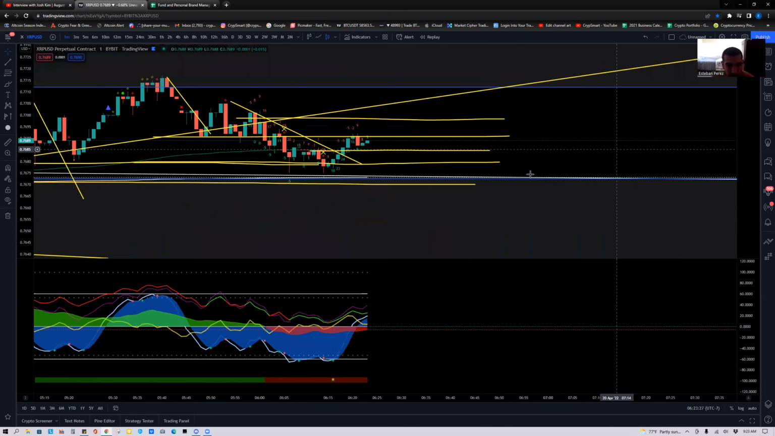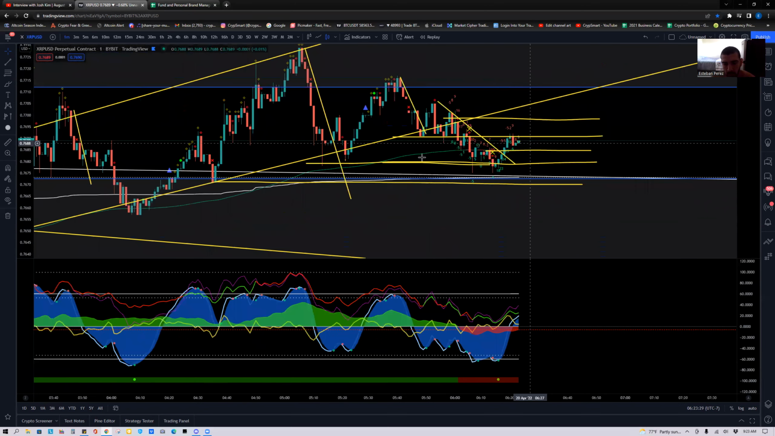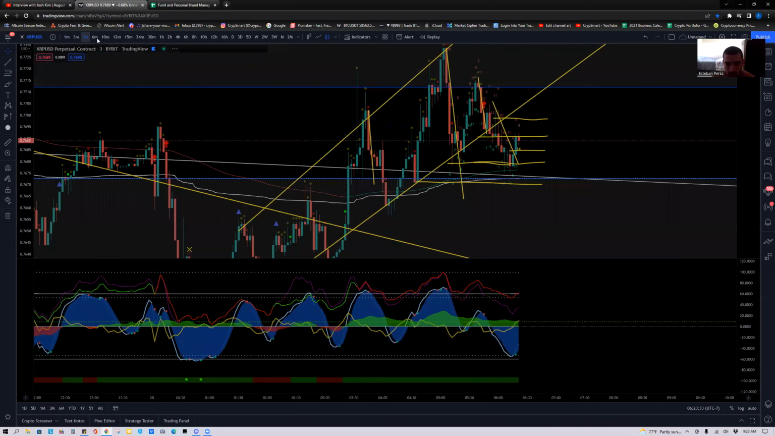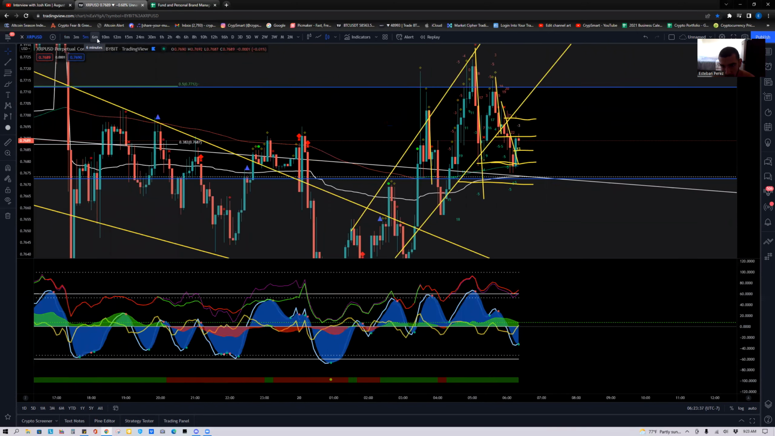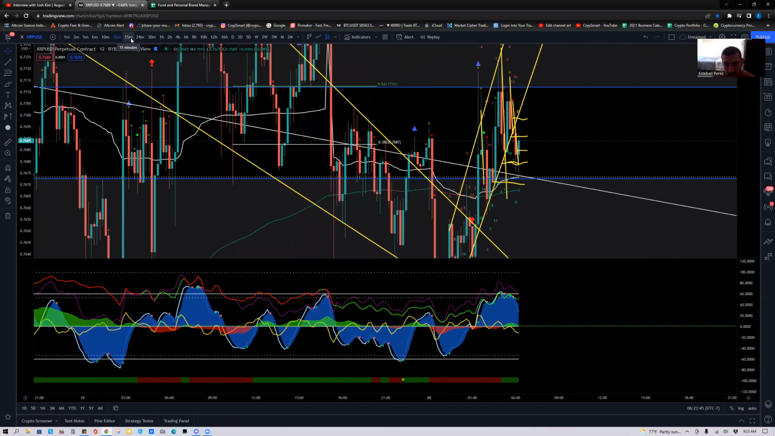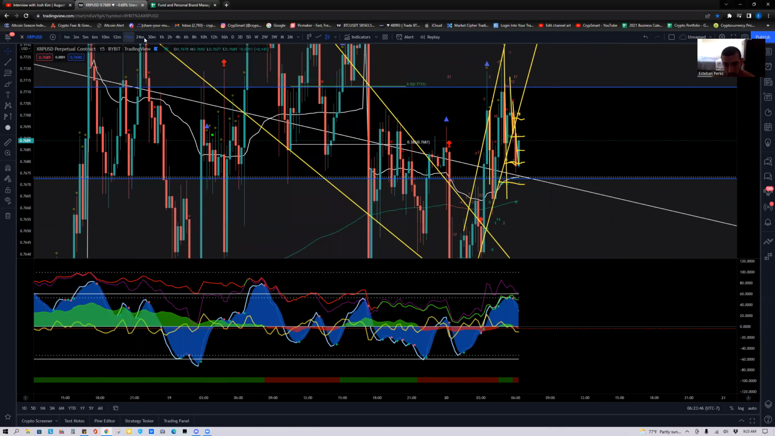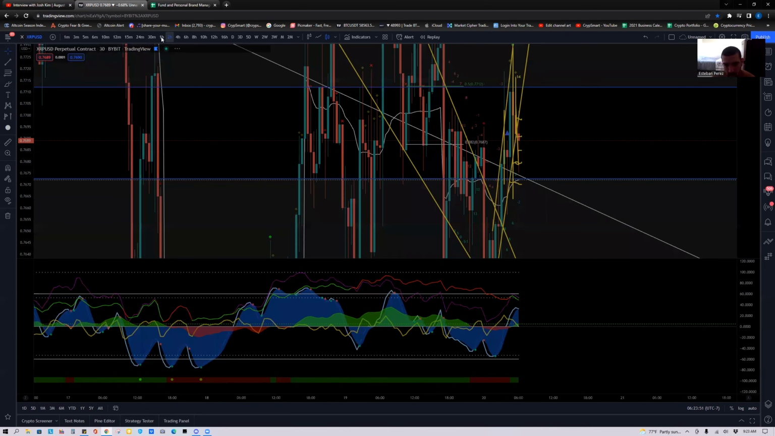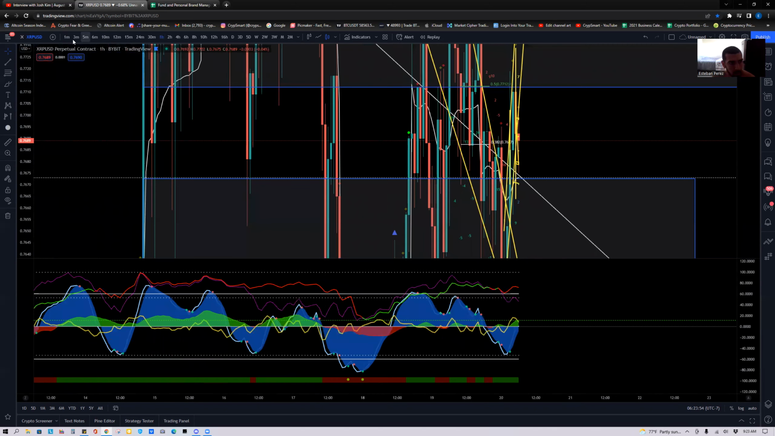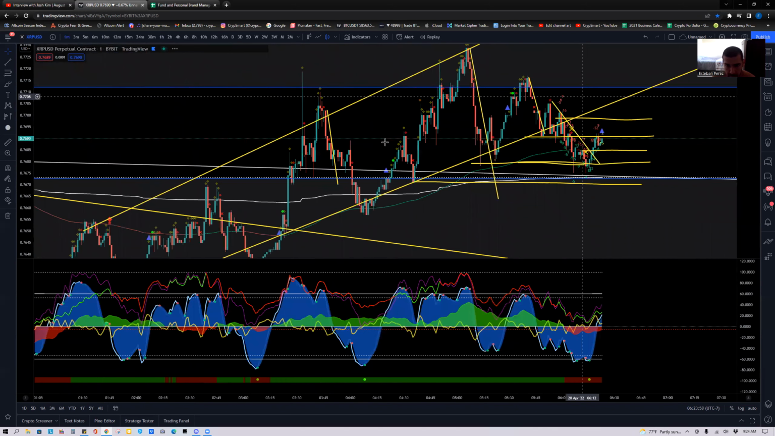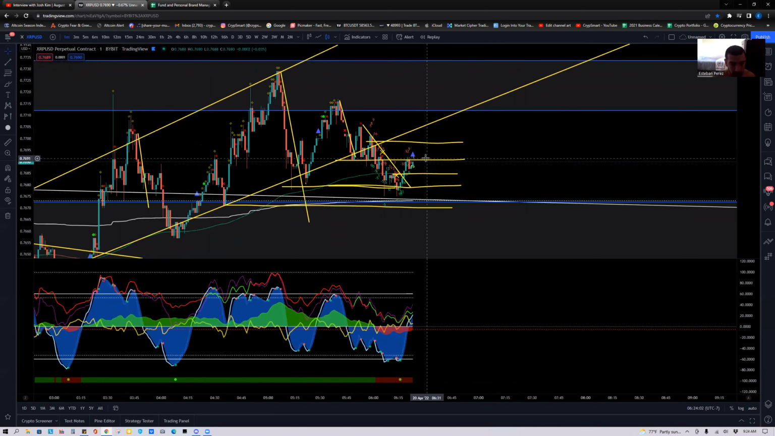Let's map out what's going on right here. Oh, are we reversing that just a bit there? We are. Okay. Sell is still in play though. The sell is still in play.